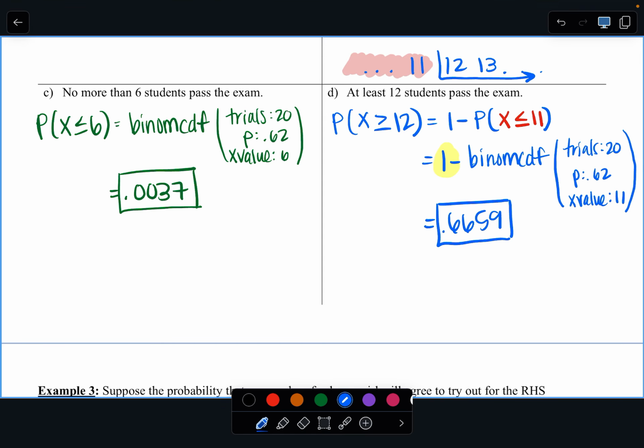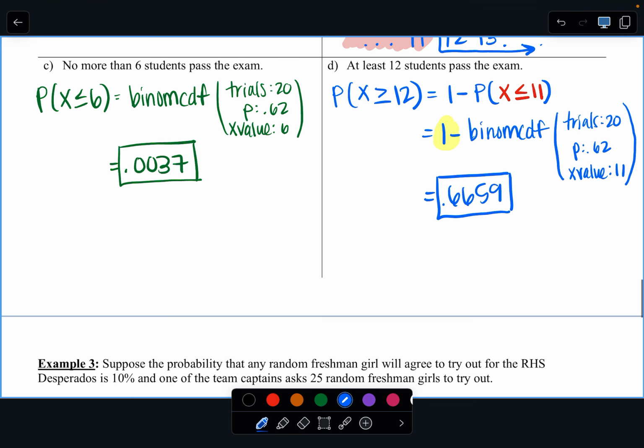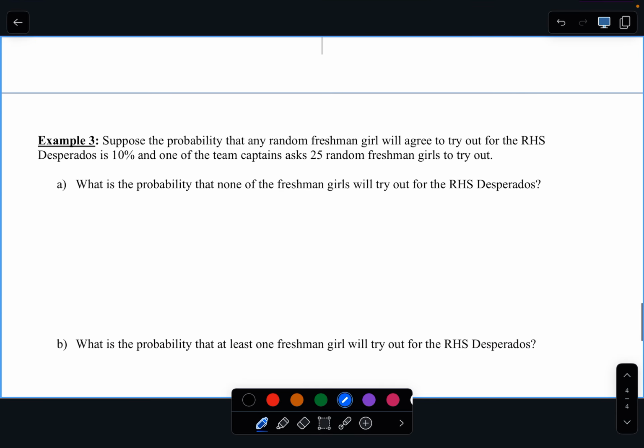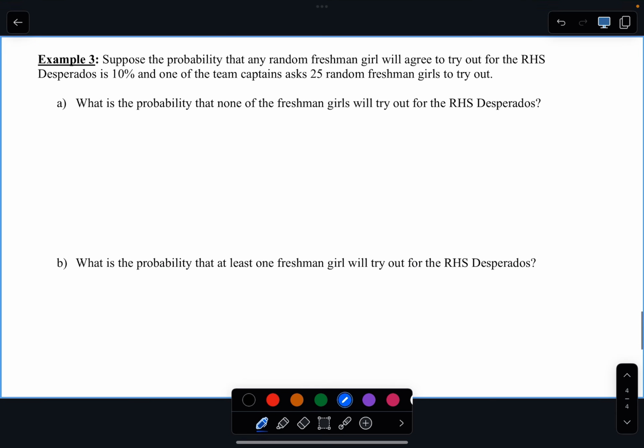And again, if it doesn't say to interpret or describe in context, don't do it. Just get your answer, move on. But if you had to interpret, it would follow the same kind of setup as we did on the first example. So let's go through some more questions that I saw on MathLab that might give you some pause.